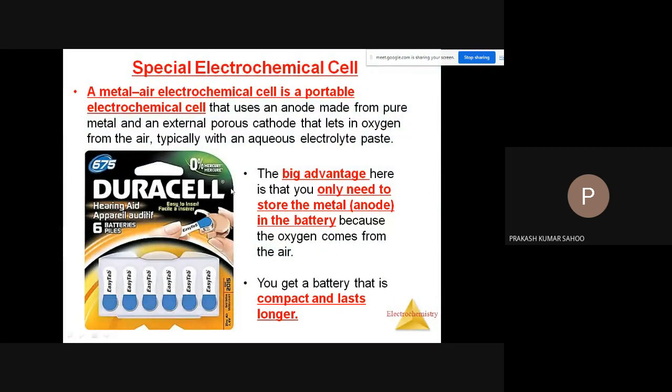These are the cells which we generally buy from the market, Duracell. Then we have Nippo and Eveready batteries. So these are the simple voltaic or galvanic cells. A metal air electrochemical cell is a portable electrochemical cell that uses an anode made of a pure metal and an external porous cathode that lets in the oxygen. These are very simple things. Okay.